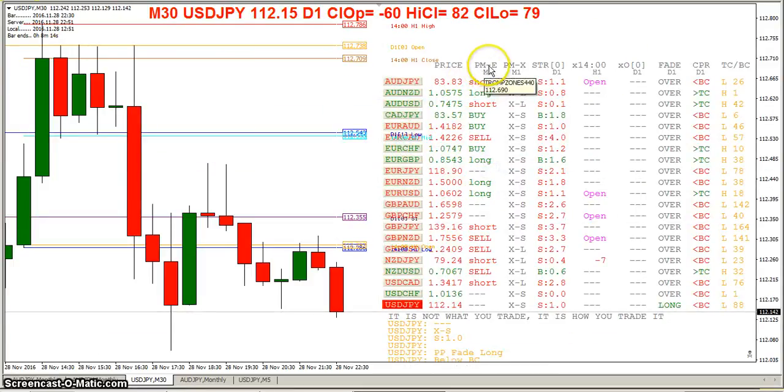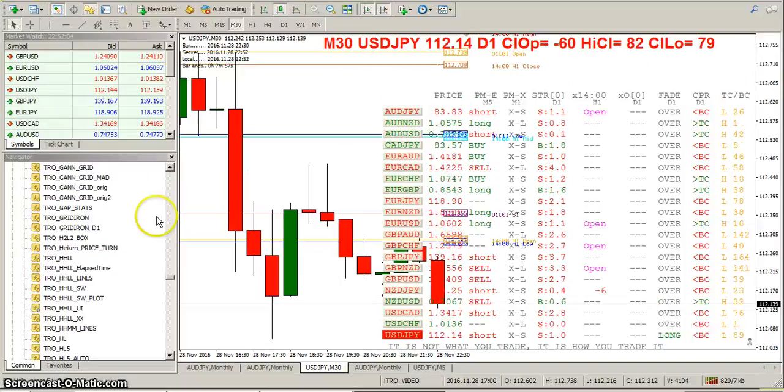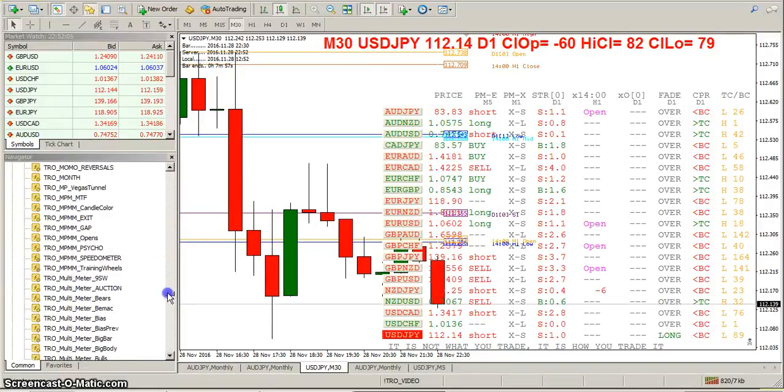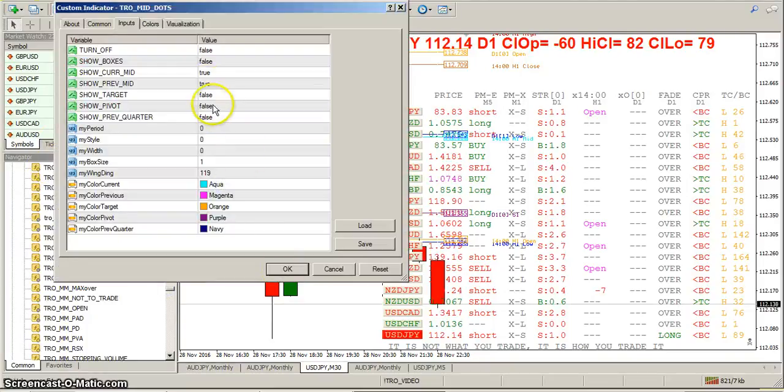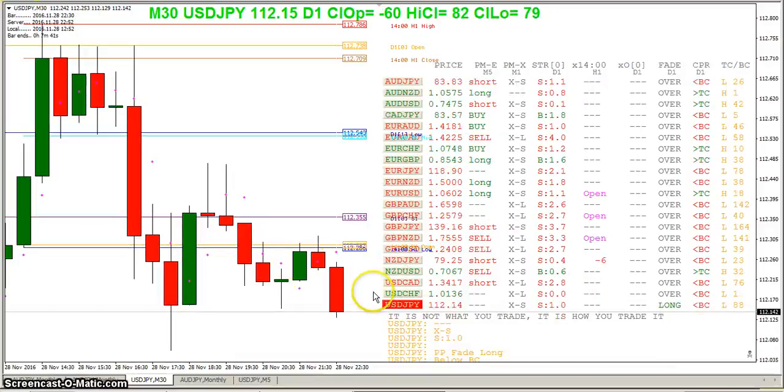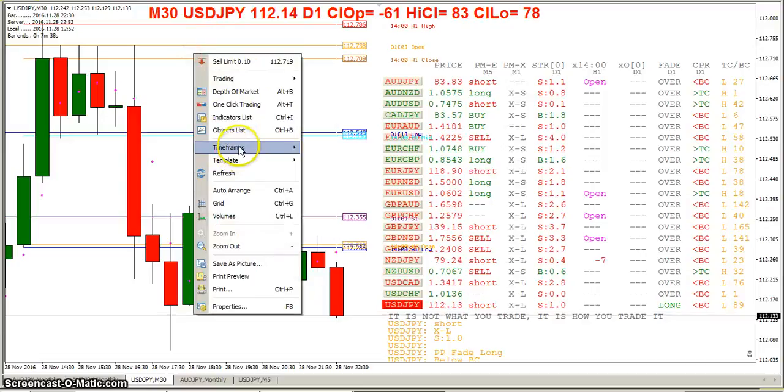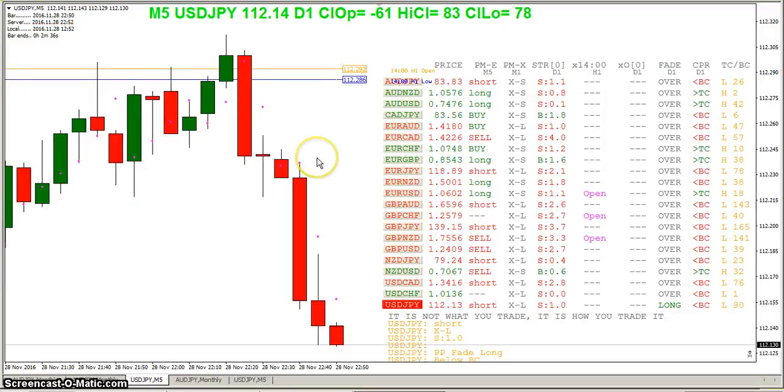Okay, previous midpoint entry, we're going to use M5. Previous midpoint exit, we're going to use M1. Now, what this does is it tells you where price is in relation to the midpoints. So what we should probably do is put the mid dots, and let's just use the previous mid. Okay, so here's the previous mid, and we need to switch over to the M5 time frame.